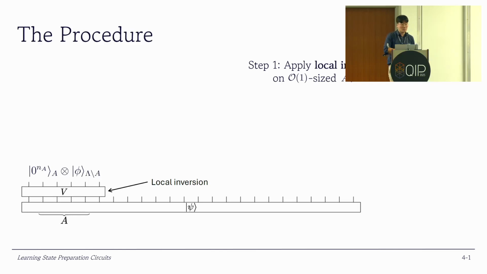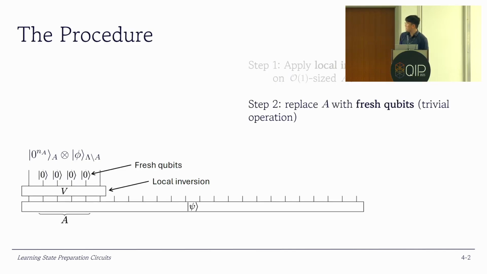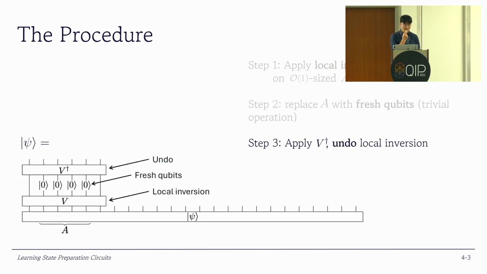So the procedure that their method uses is as follows. Step one, apply a local inversion on some constant size subsystem A. So we essentially get the reset zeros back in subsystem A and some junk in the complement of that subsystem. Step two, you replace A with fresh qubits. That is, you apply a reset gate on the current state on A, and then supply them with fresh zeros. Note how this is a trivial operation, because we've already applied the local inversion that reset the state in the first place. But this trivial step is here for a reason, as we'll see. And then step three is to apply the inverse of that local inversion, i.e. undoing the local inversion that we just did.